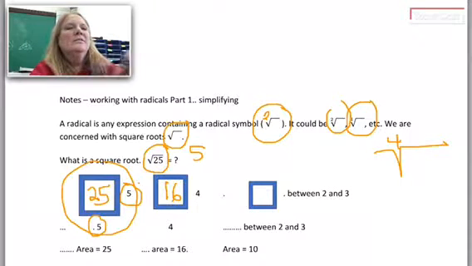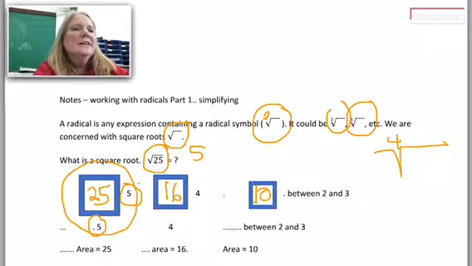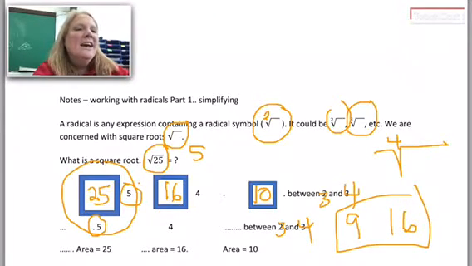Now in this last one, the area is 10. Well, there is not an integer that we can multiply together to get 10. 3 times 3 is 9. Oh, so I wrote this wrong. It's not between 2 and 3. I'm sorry, it's between 3 and 4, because 3 times 3 is 9, and 4 times 4 is 16. So 10 is somewhere between 9 and 16. So the square root is somewhere between 3 and 4. Maybe 3.1, 3.2. You could put that in a calculator and you'll get an estimate.